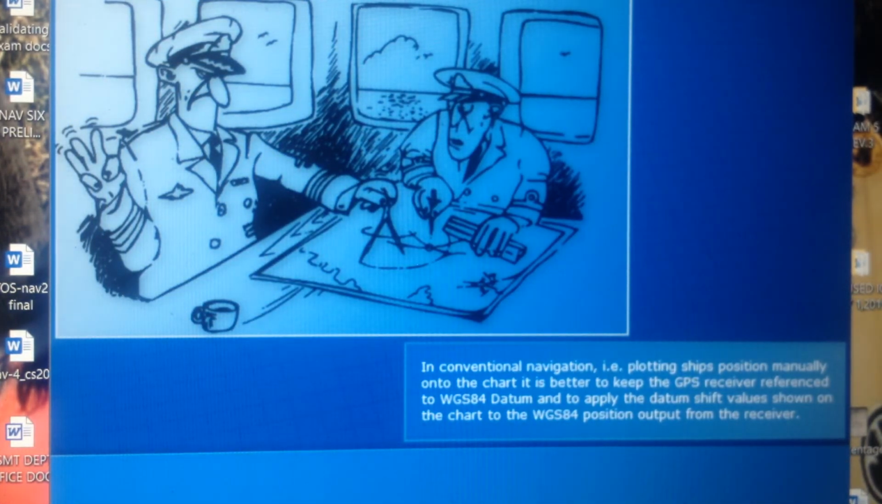In conventional navigation, that is, plotting ship's position manually onto the chart, it is better to keep the GPS receiver referenced to WGS84 datum and to apply the datum shift values shown on the chart to the WGS84 position output from the receiver.